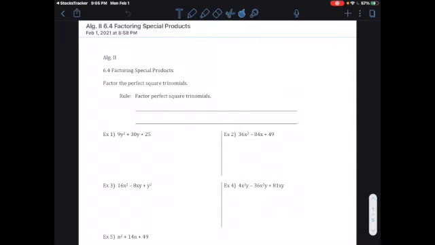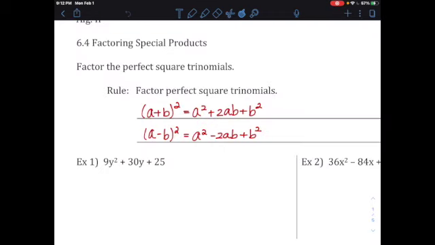Today's objective is to factor perfect square trinomials, and I'm going to introduce all the formulas. To start off, factor the perfect square trinomials. The rules are going to be, there are two forms.